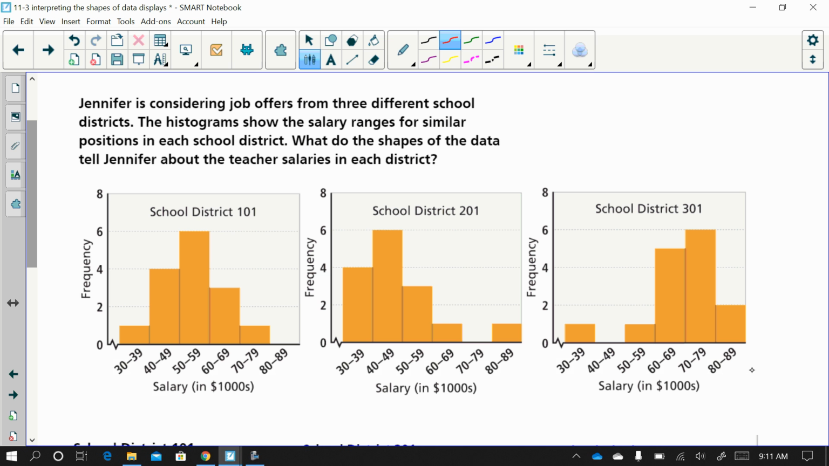So school district 101 is symmetrical, nice and pretty. We like symmetrical. Our mean and our median are about the same. School district 201, let's scoot to the right. And then school district 301, I'm skewed to the left. Let's think about these.